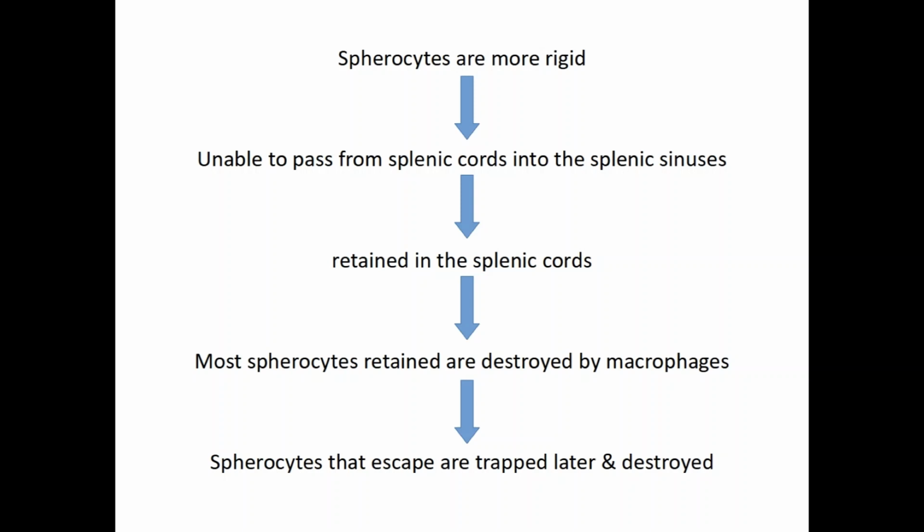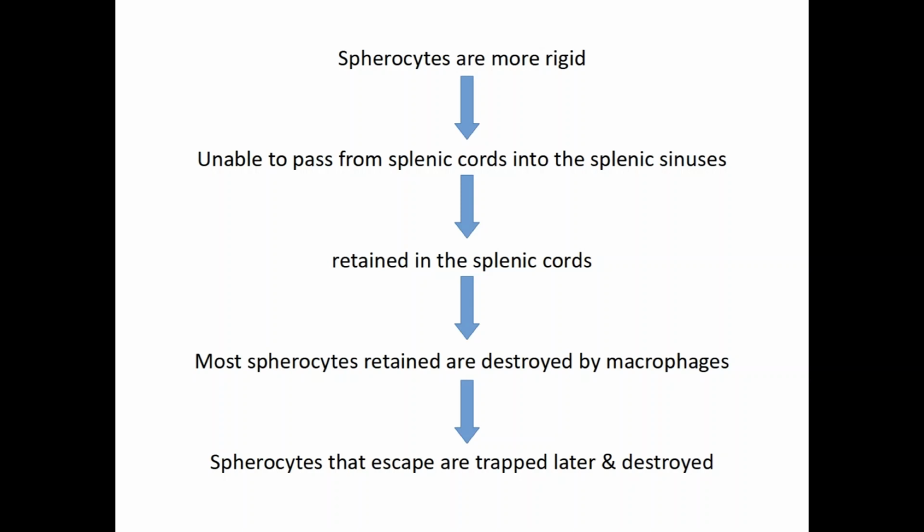Now that spherocytes have formed, we need to know what the problem is with spherocytes. Firstly, the spherocytes are more rigid. Unlike the regular RBCs, which have a biconcave shape, they will not be able to bend into tiny blood vessels like capillaries. And these spherocytes are unable to pass from the splenic cords into the splenic sinuses, in which case they are retained in the splenic cords.